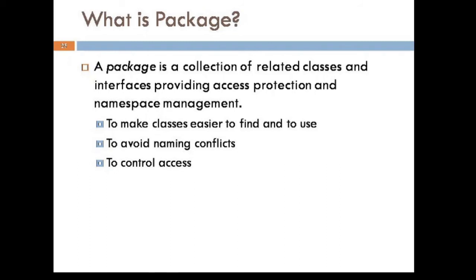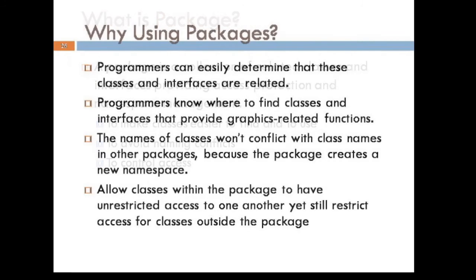So what we can do is we use packages, and in case of packages, suppose there is a package called normal user, and there's another package called scientific user. So in case of normal user package, I am having a calculator class, and in the scientific user, I am again having a calculator class without any introduction of ambiguity. So to avoid naming conflicts and to control access.